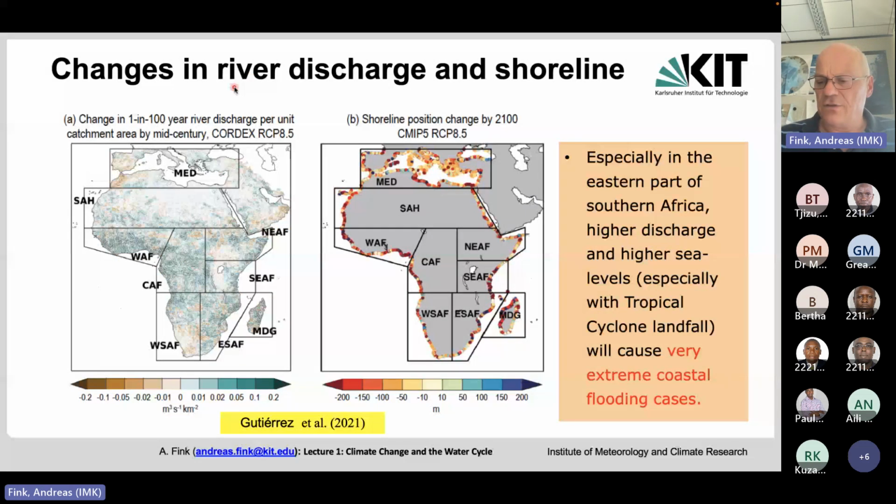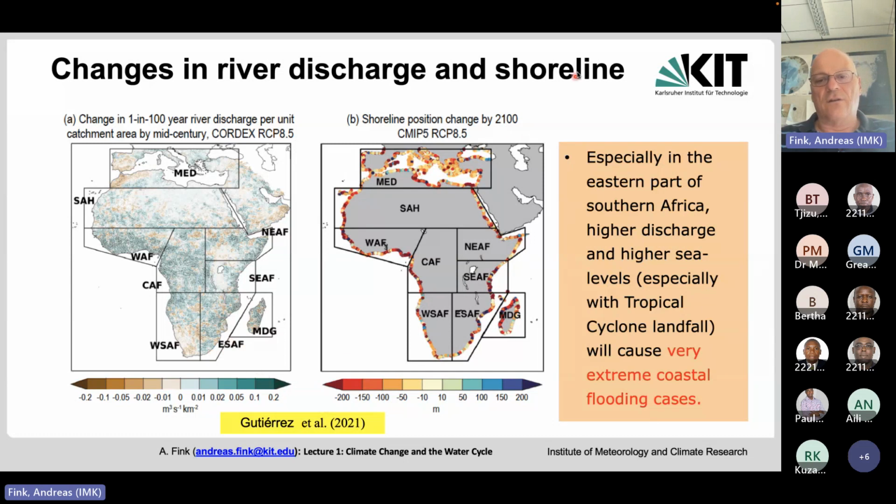There's another issue worthy of mention here. That is the changes in the river discharge and the shoreline. This is a change in the 1-in-100-year river discharge per unit catchment by mid-century in the strong warming scenario, with CORDEX regional models here. Yeah, and you see an increase in cubic meters per second per square kilometer in many rivers here in eastern South Africa, as you can see here.